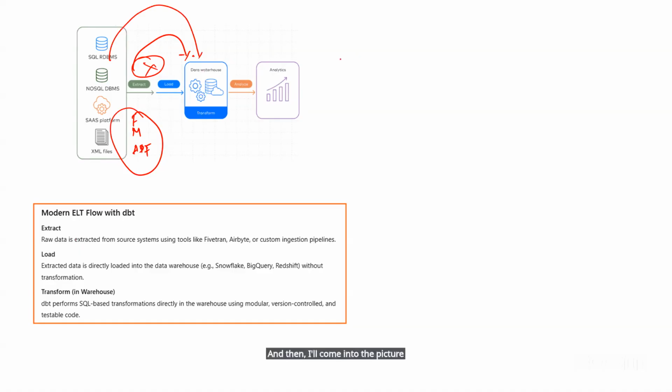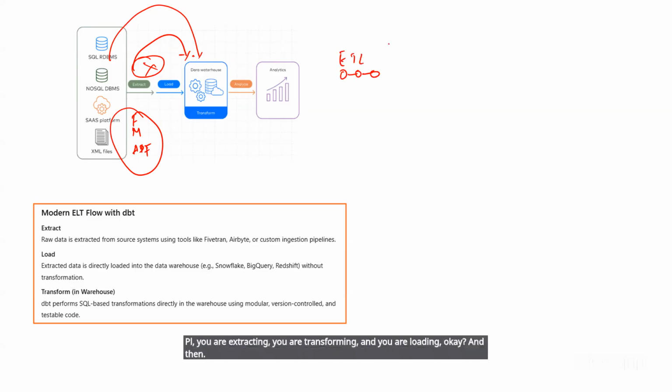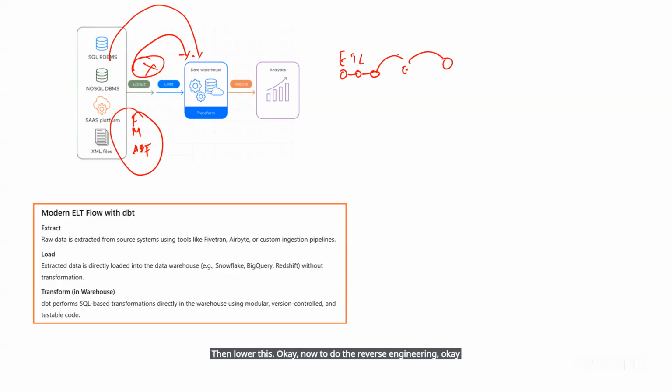Okay, now what used to happen in ETL? You're extracting, you're transforming, and you're loading. And then if this particular data is again needed in some other application, again you have to extract from here, then load this. You have to do the reverse engineering. Multiple layers come into the picture.